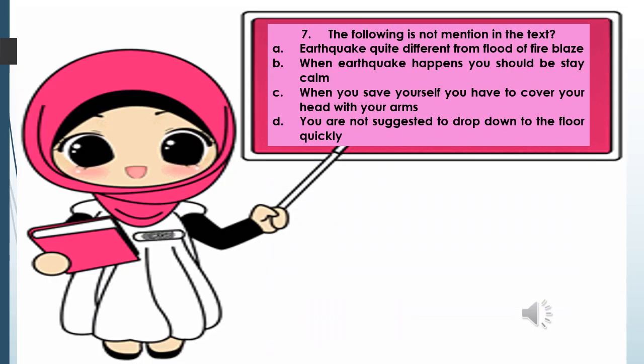Number 7. The following is not mentioned in the text. A. Earthquakes are quite different from flood or fire. B. When an earthquake happens, you should stay calm. C. When you save yourself, you have to cover your head with your arms. D. You are not suggested to drop down to the floor quickly.